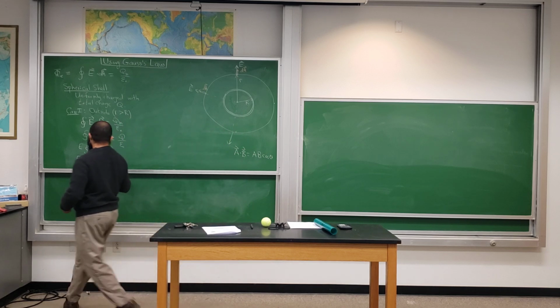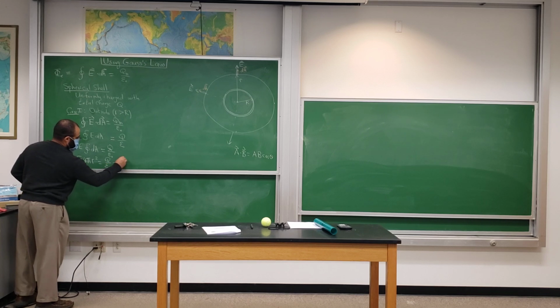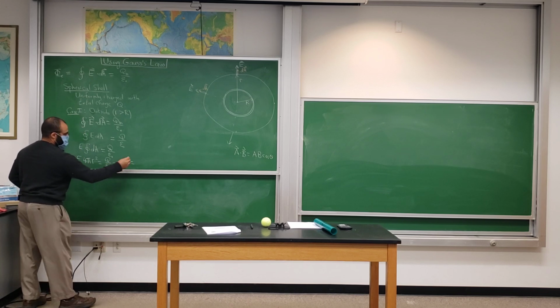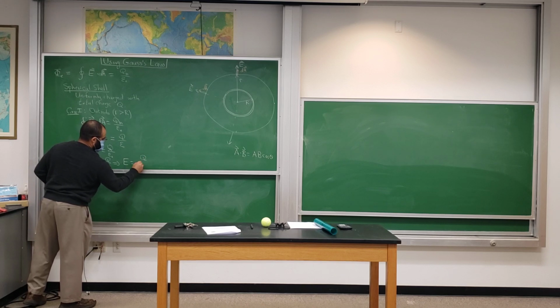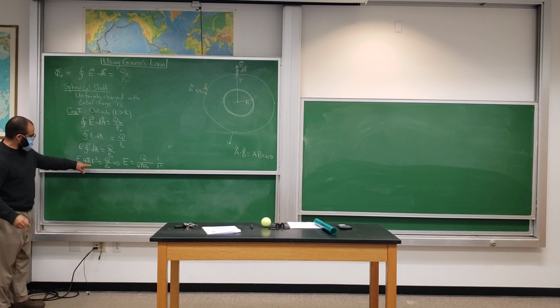So it's E times 4 pi r squared equals Q over epsilon naught, and therefore the electric field is Q over 4 pi epsilon naught r squared. You divide both sides by 4 pi r squared.